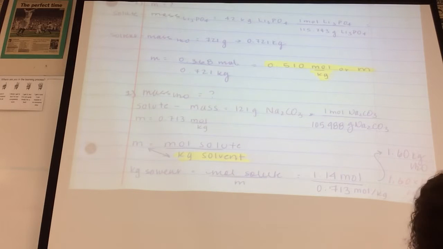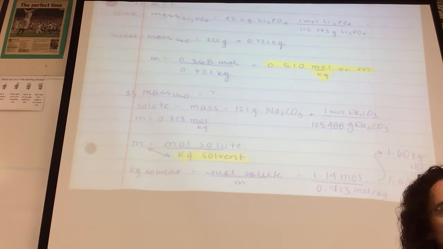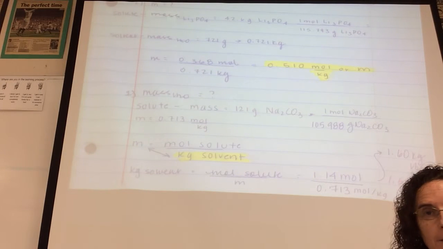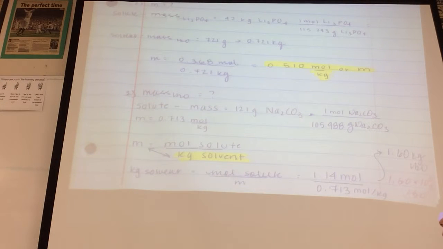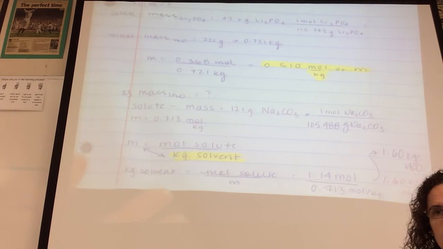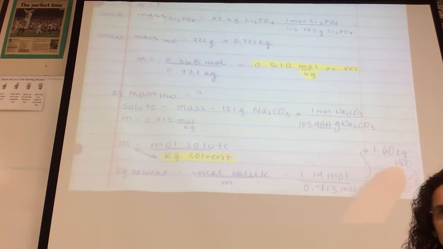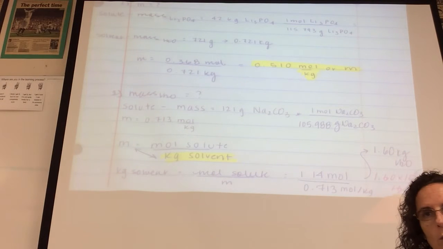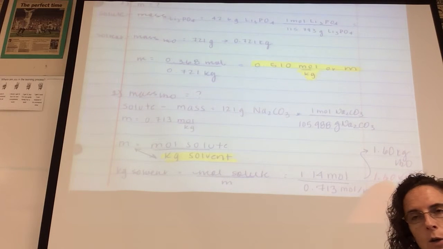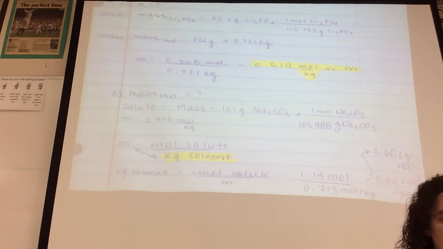There are two more pieces we want to do. We've got molarity, we've got mole fraction. What can't you read? This is 1.60 kilograms of water, 1.60 times 10 to the third grams of water. Just multiplied by 1,000, but to watch sig figs I had to go into scientific notation.